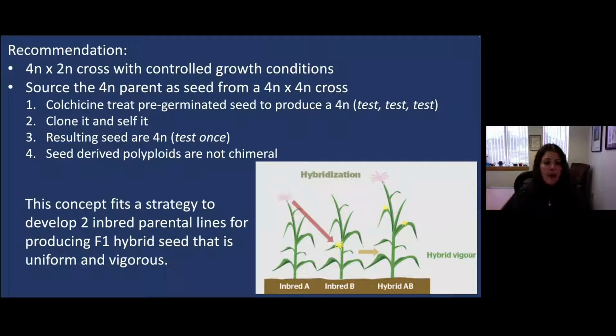And this concept of finding your tetraploid and selfing it works well into this strategy that hopefully a lot of growers are realizing, that you need to develop inbred parental lines to produce hybrid F1 seed that's uniform and vigorous for going to the field. I have no doubt that a lot of the problems that growers are seeing with their seed is from it being inbred, from disease to non-uniformity and other stressors.